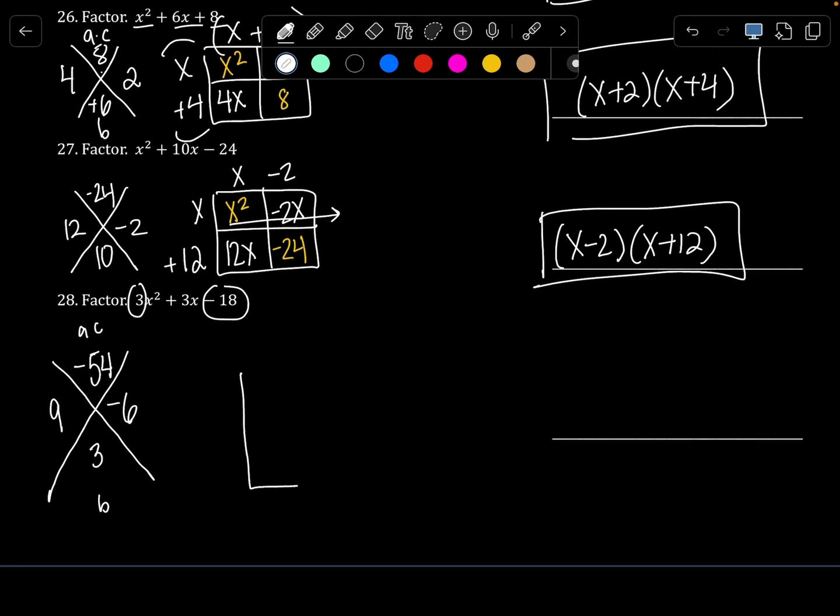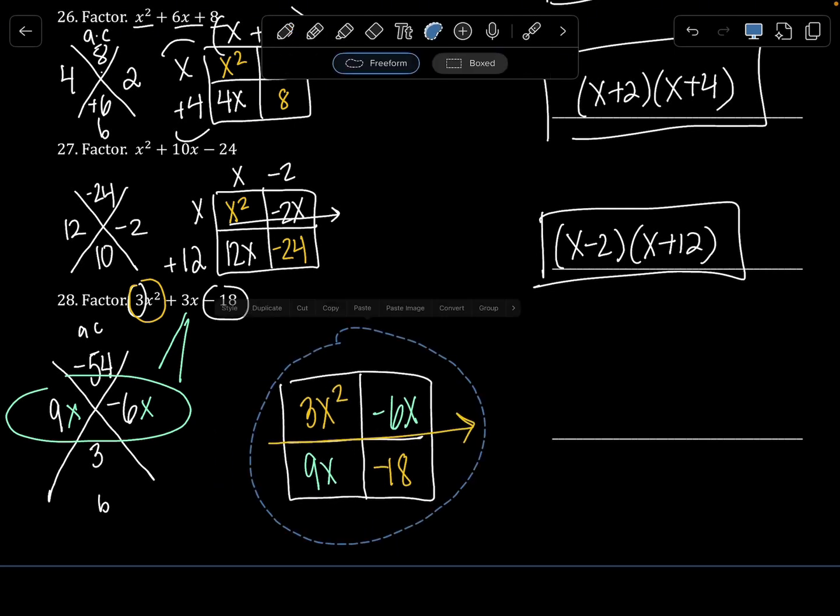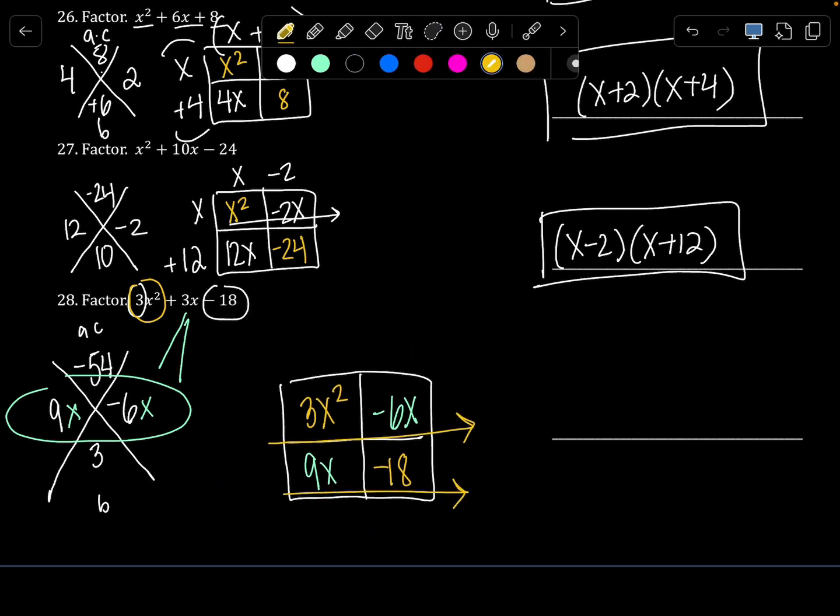And we use our box. And a lot of students ask me, well, which one goes top left? Always your first term, your leading term. 3x squared, bottom right is your c value. And your diagonal numbers are these guys. You split up your 3x, 9x minus 6x. You always find a GCF, right? We always do that. And we get 3x, and then 3x, and then times x minus 2, positive 9 here. And there you go.